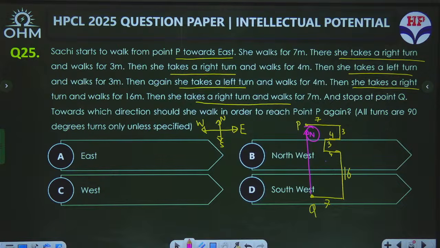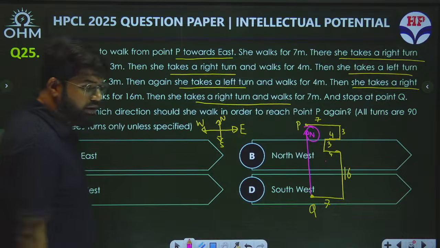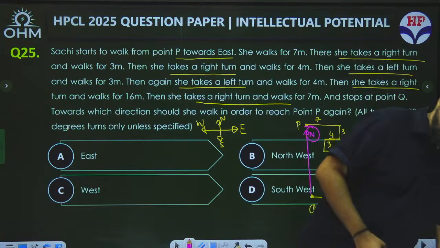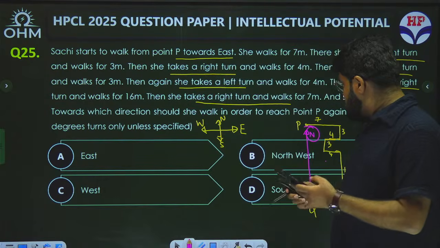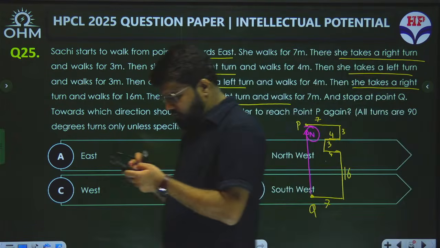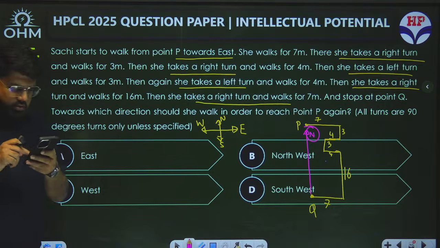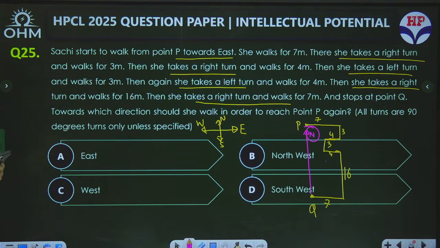This was 7. After 3, she takes a right turn, or would it be left turn then? Okay, there is no option of north, east, west, or otherwise some inclined angle. Again, I'll have to check this question. I think 1 or 2 typo errors have come in. I'll just check it out.